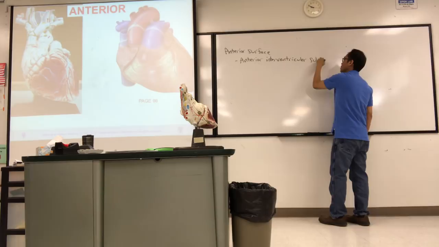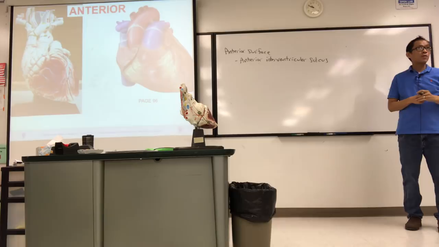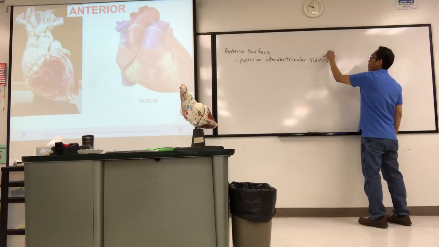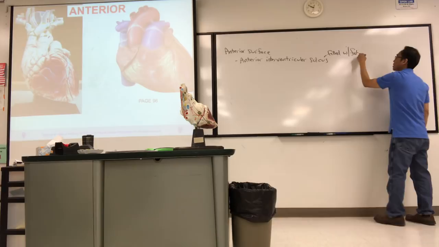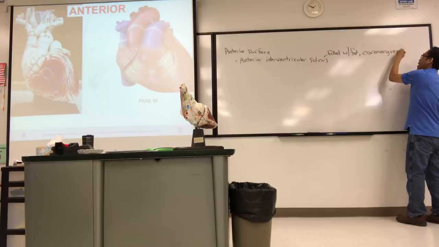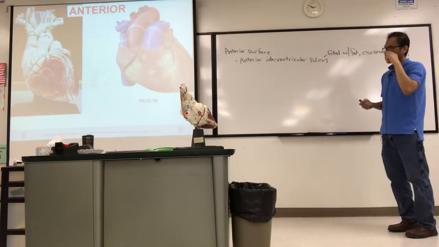Sulcus is a depression or a groove. It's filled with fat and coronary vessels. All the sulci are filled with fat, coronary vessels. And you have to know which ones. I'll tell you later. That's a good landmark to find.